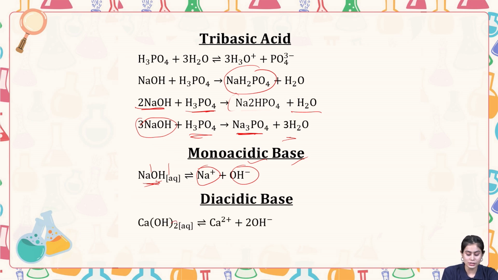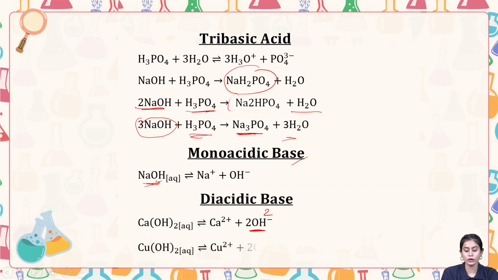So Ca(OH)2. How many hydroxide ions? OH twice. That means 2 hydroxide ions, diacidic. This time how many OH minus ions will be formed? 2 OH minus ions, correct? So Ca(OH)2 will give me Ca2 plus and 2 OH minus. Clear dissociation of a diacidic base.